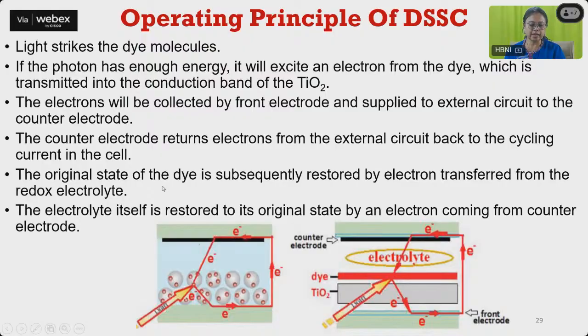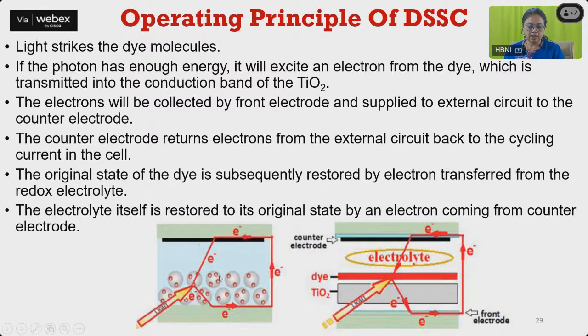The original state of the dye is subsequently restored by electron transferred from the redox electrolyte. So that's why we require an electrolyte here. So basically the dye is capturing the photon, it is giving out electron. Electron is now taken by TiO2 and it is from the front electrode, it is in the external circuit and the counter electrode, it is returned back through the counter electrode and given to the electrolyte. And this electrolyte again supplies back the electron to the dye. So this is how the full dye sensitized solar cell works.